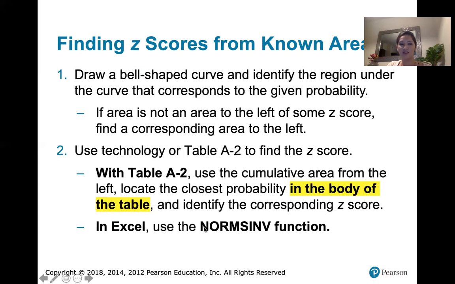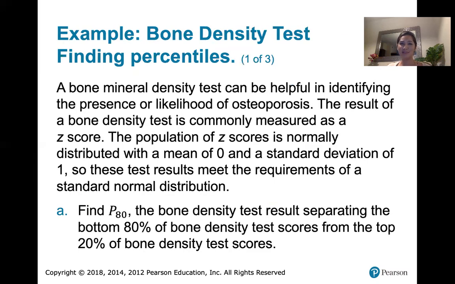In Excel, we're just going to use a function. It's called NORM.S.INV. So that's the standard normal function, but we're taking the inverse of that. You'll actually just type in that function name, and then in parentheses, you'll type in the area to the left, and that'll give you the z-score. The Excel program will return the z-score to you. It's actually really nice and very convenient.